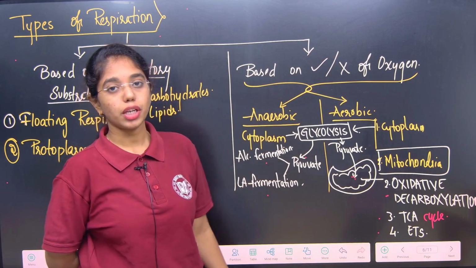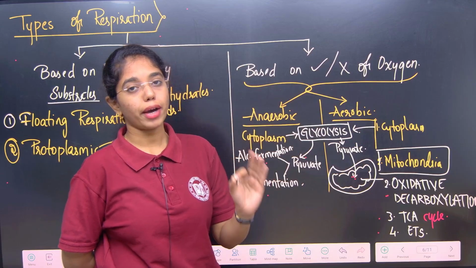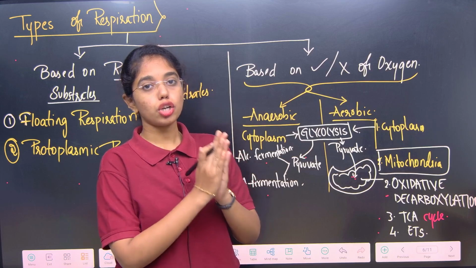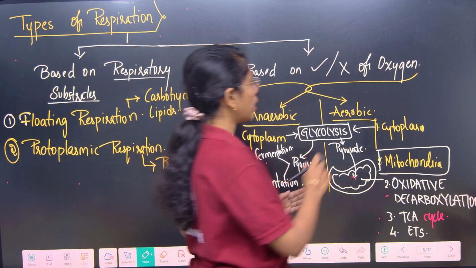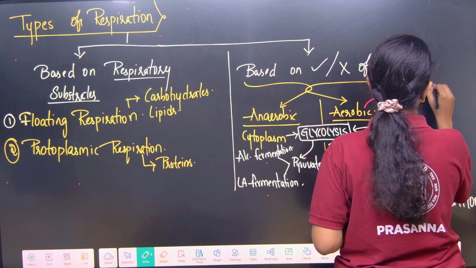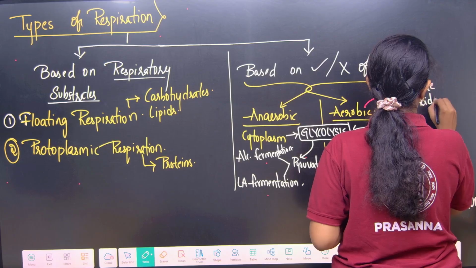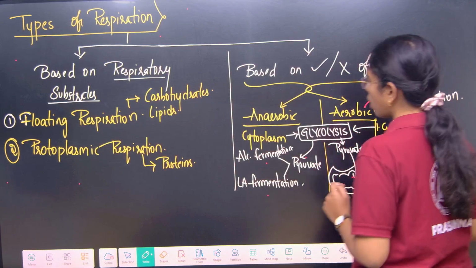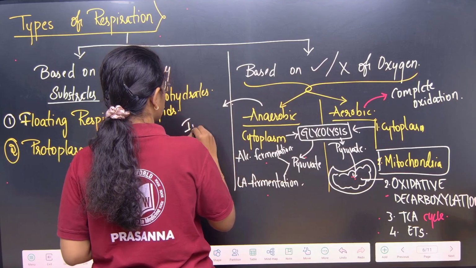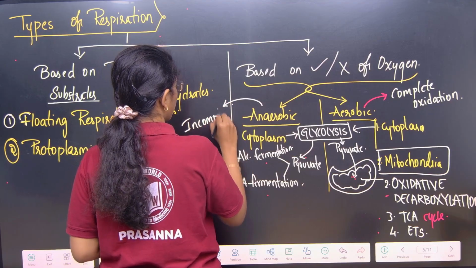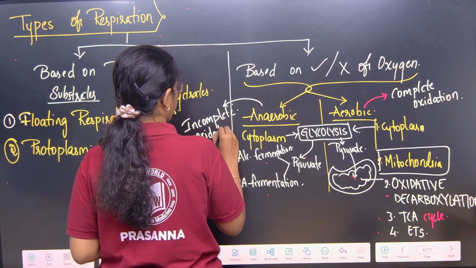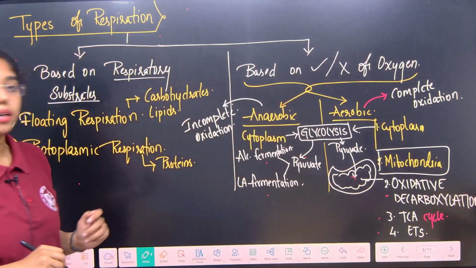In anaerobic respiration, incomplete oxidation of biomacromolecules takes place, whereas in aerobic respiration, complete oxidation of biomolecules happens. Complete oxidation of biomacromolecules occurs in aerobic respiration. In anaerobic respiration, incomplete oxidation occurs. Got it? Clear till here?